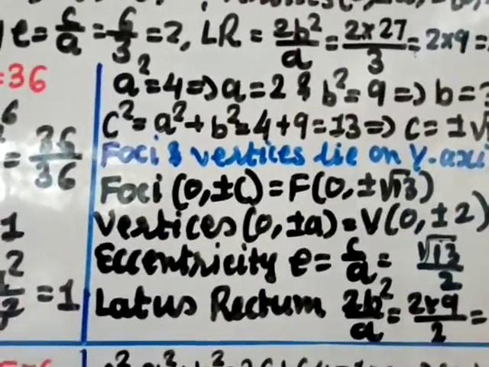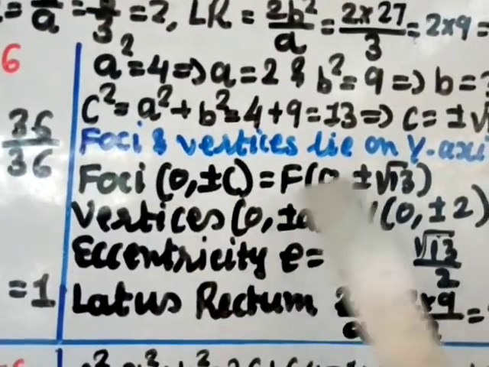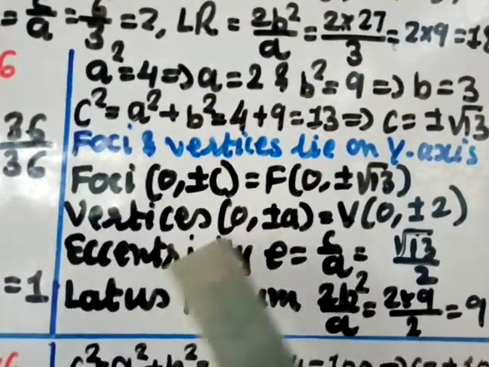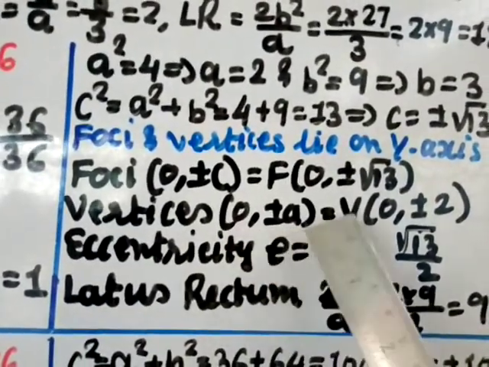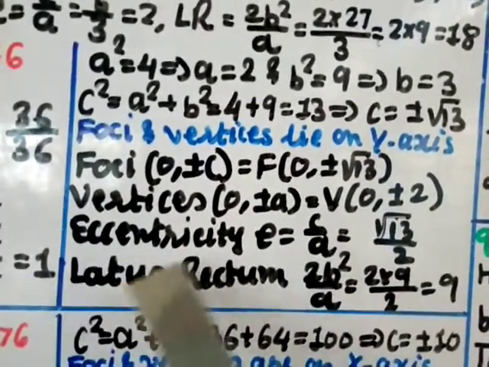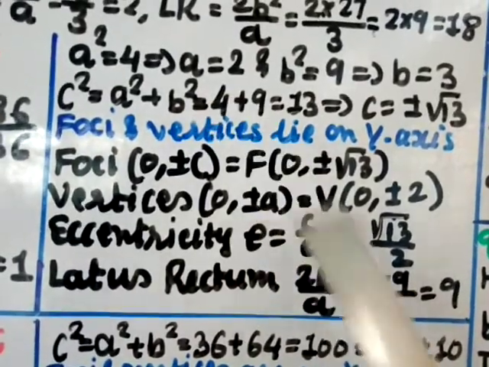On the y-axis, the foci are of the form 0, plus or minus c, equal to F. The c value is root 13. And the vertices on the y-axis are of the form 0, plus or minus a, equal to V. The a value is 2, so put 2. Eccentricity equals c by a. The c value is root 13 and the a value is 2.